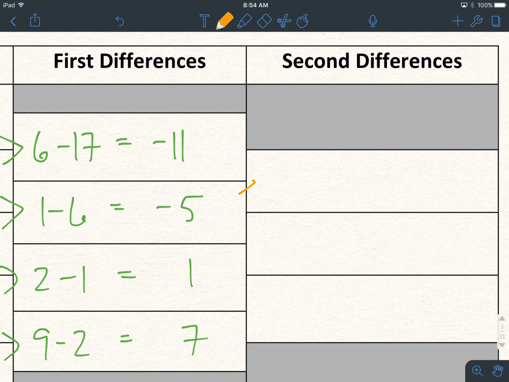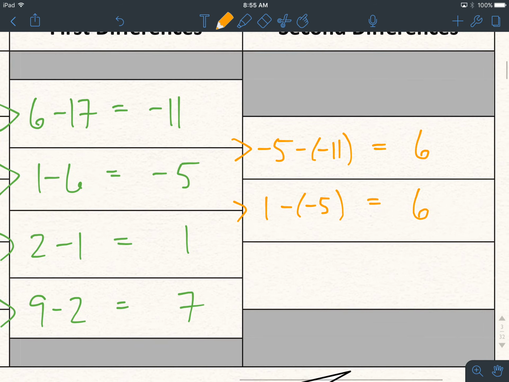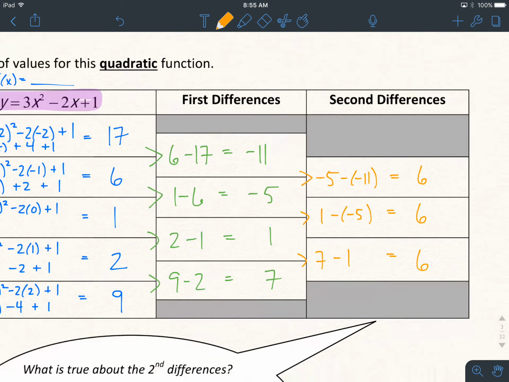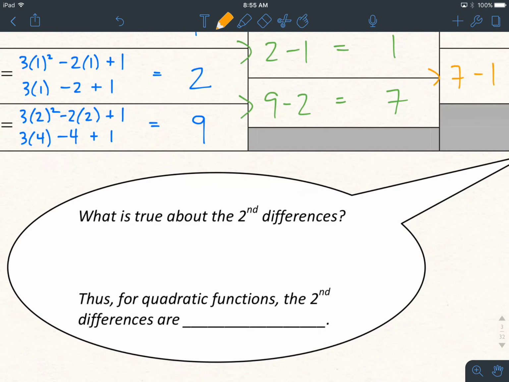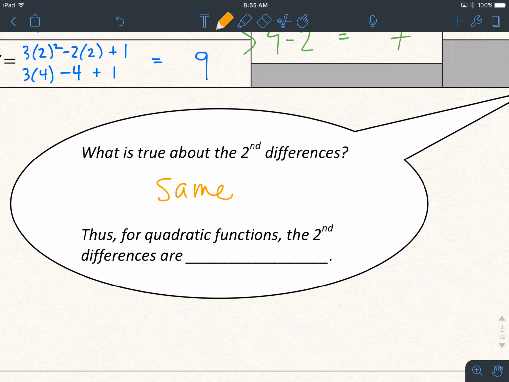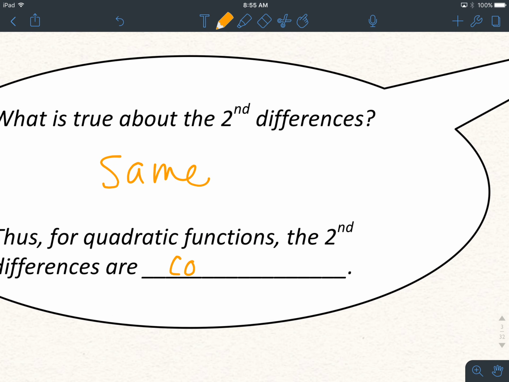So what we have here is negative 5 minus negative 11, which is negative 5 plus 11, which is 6. Here we have 1 minus negative 5, or 1 plus 5, which is 6. And here we have 7 minus 1, which is also 6. So here we have constant second differences. What's true about the second differences? They're the same. So what can we say about quadratic functions? That the second differences will be constant when calculated.